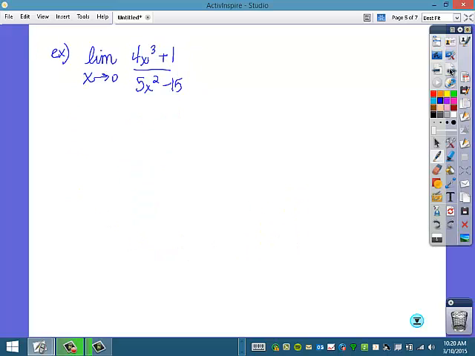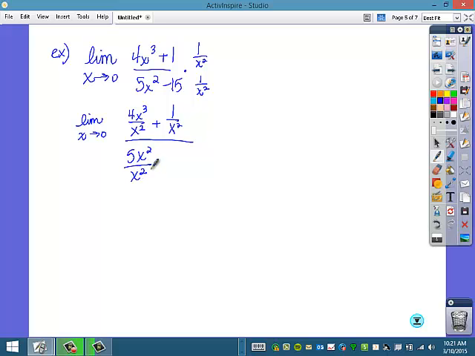Our next example, the limit as x approaches infinity of 4x to the third plus 1 over 5x squared minus 15. I'm going to take the highest power that occurs in my denominator, which is x squared, and I'm going to divide everything in the numerator and everything in the denominator by x squared. So I'm multiplying by 1 over x squared in both the numerator and the denominator. So I get 4x cubed over x squared plus 1 over x squared over 5x squared over x squared minus 15 over x squared.